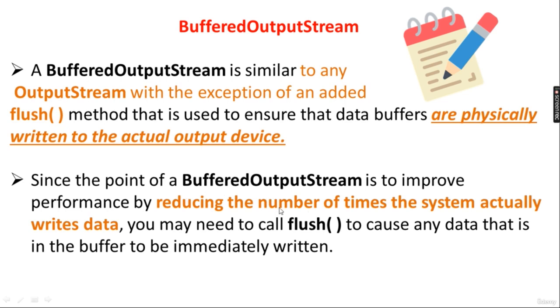And since the point of a BufferedOutputStream is to improve performance by reducing the number of times the system actually writes data, you may need to call flush to cause any data that is in the buffer to be immediately written. So you will call flush so that data is immediately written. For an immediate result, you will call the flush method.